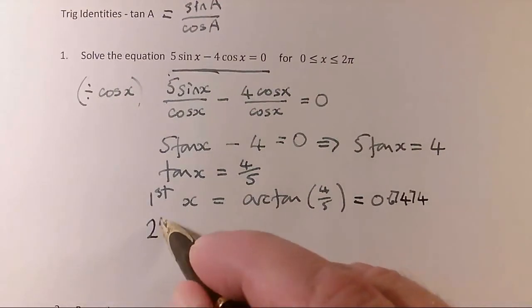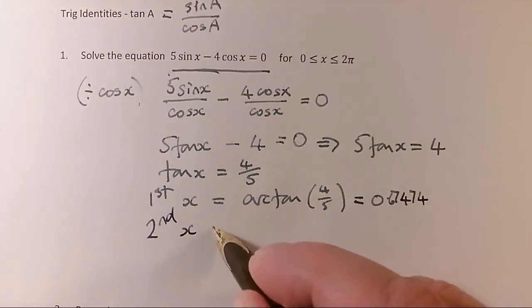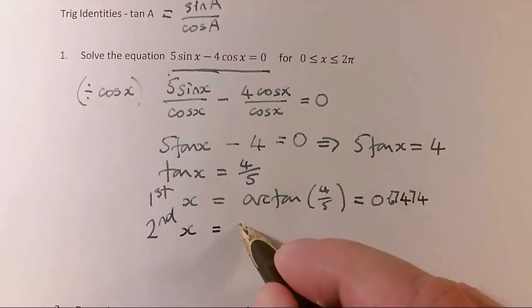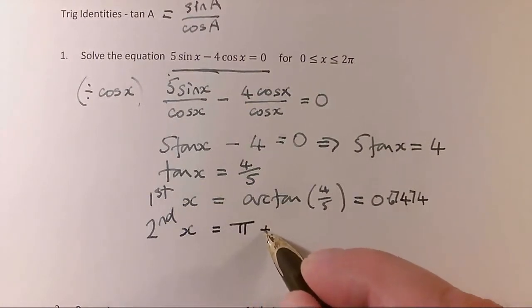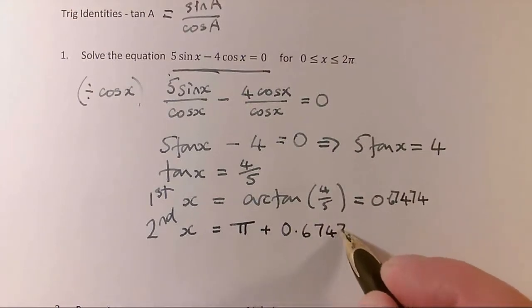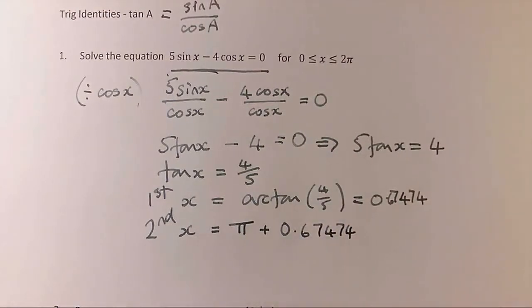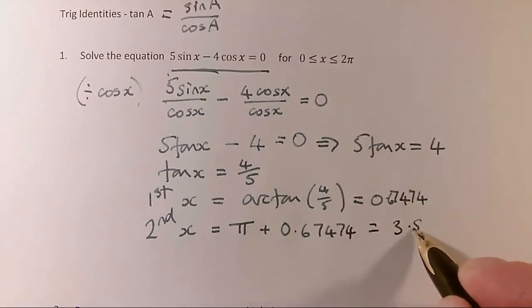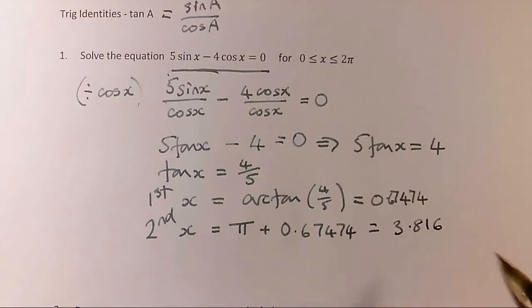We need a second x. Now you can use the graph of tan and the way it repeats, or you can just know that the second solution for a tan is going to be 180, or in this case pi, plus the first solution. So it's pi plus 0.6747. That's still stored on my calculator display, so I just have to add pi to it, and I get my second answer is 3.816.